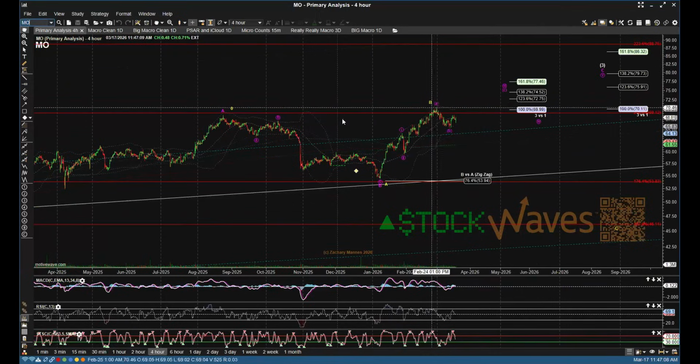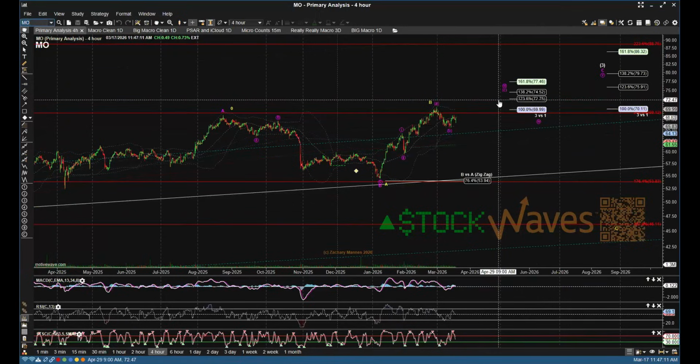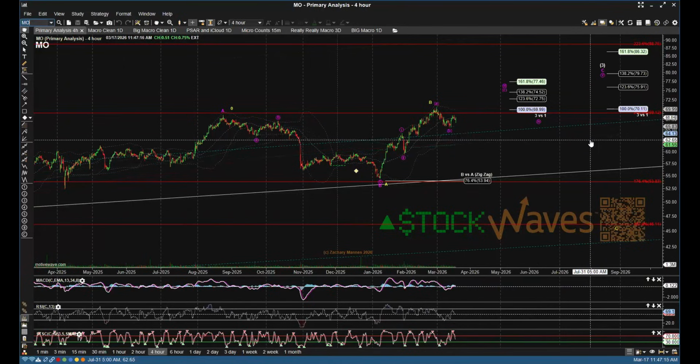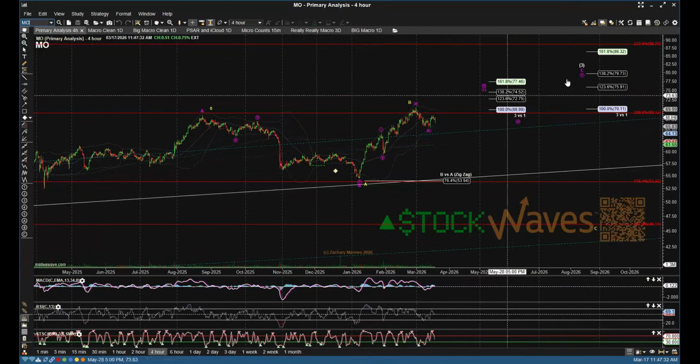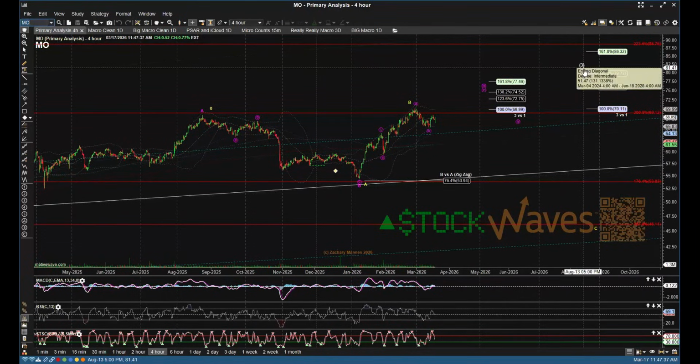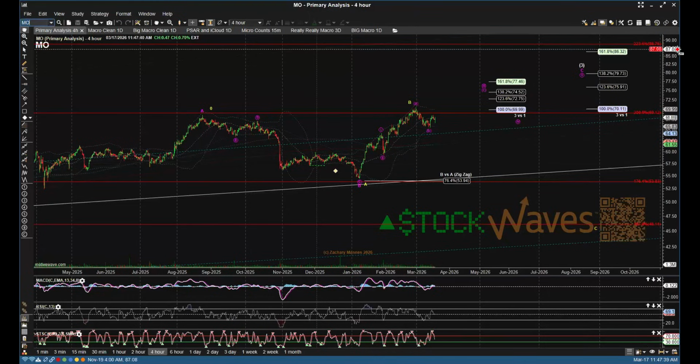MO, similar to Philip Morris, holding support here, actually looks a lot more like the McDonald's chart. So interesting that Coke and Altria look more like McDonald's, and Pepsi and Philip Morris look like each other. So it's filling out as a diagonal structure for more of the C wave in actually just a wave 3, and then we'll allow for another 4 or 5 even higher beyond that.